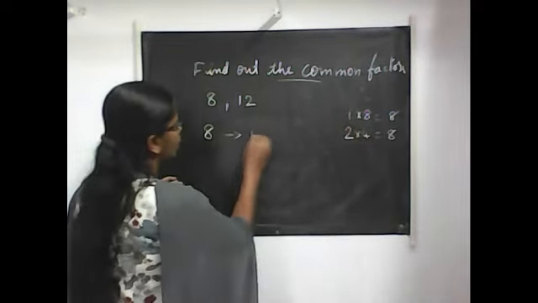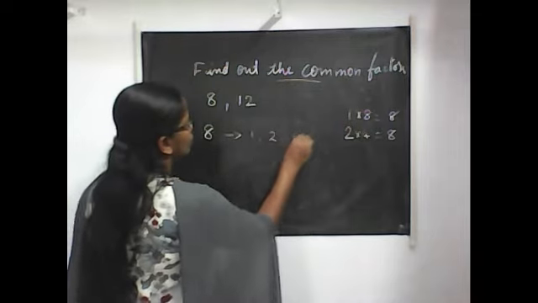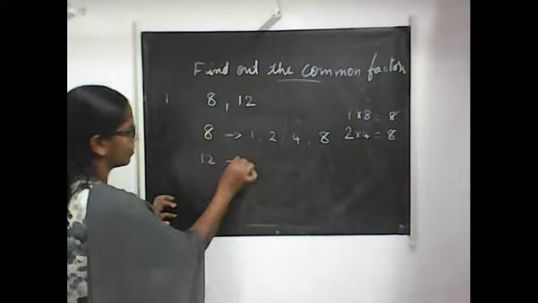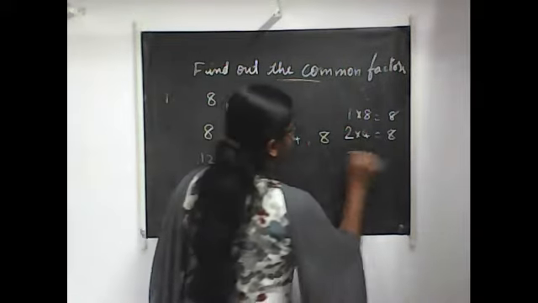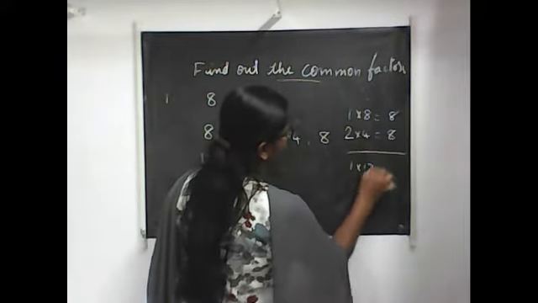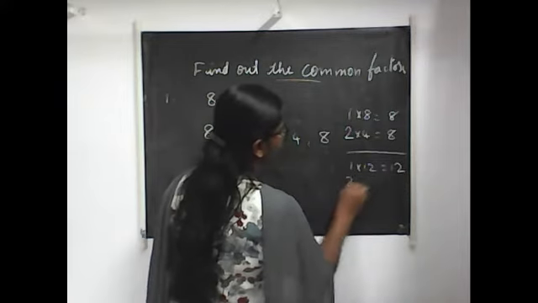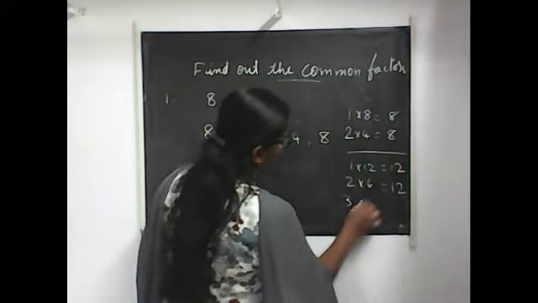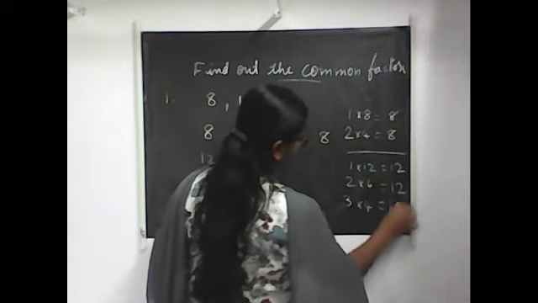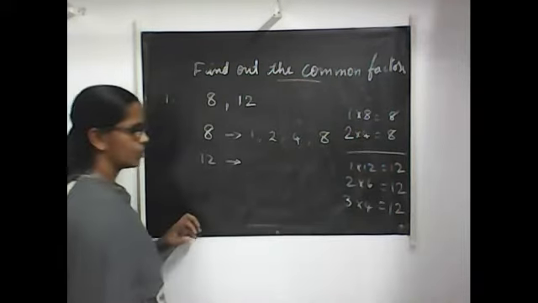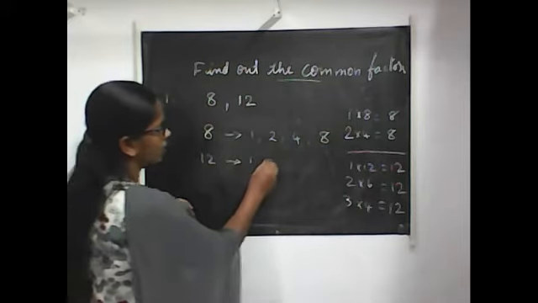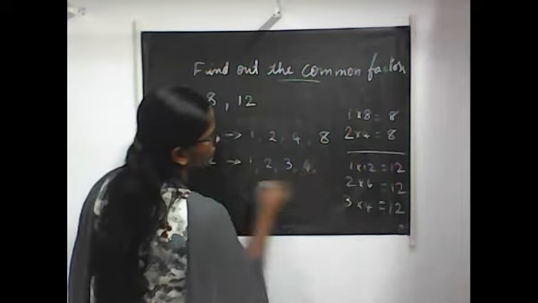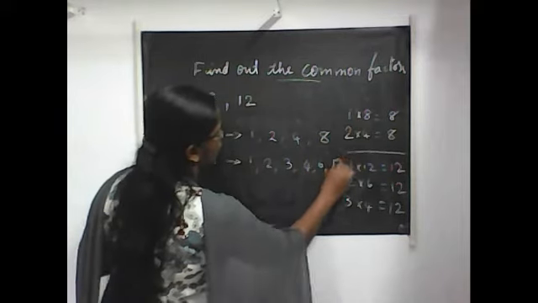Then write the factors 1, 2, 4, 8. Okay. Next 12. Write the multiples of 12, like this. 1 into 12 is 12. 2 into 6 is also 12. 3 into 4 is also 12. No more numbers. So, factors are 1, 2, 3, 4, 6 and 12.